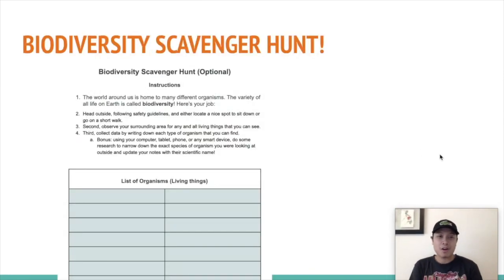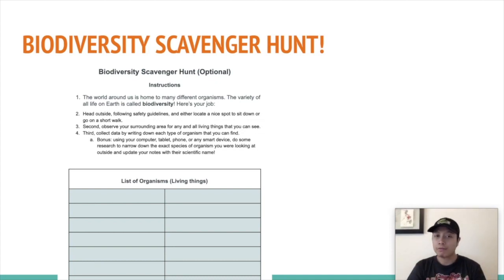So, on to the optional activity for this week. Because we do have two, the first one is going to be about the biodiversity scavenger hunt. On the screen, you're going to see the instructions that you can see in your student workbook, but I'll read the first one out loud to you. The world around us is home to many different organisms. The variety of life on Earth is called biodiversity.